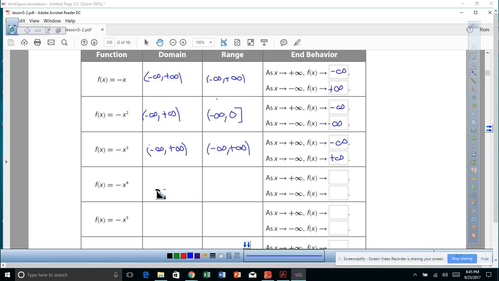All right. So negative x to the fourth. Well, it's going to do like it did over here. The domain is going to be negative infinity to positive infinity. And then it's going to go from negative infinity to 0. And for the end behavior, both ends, f of x will approach negative infinity.